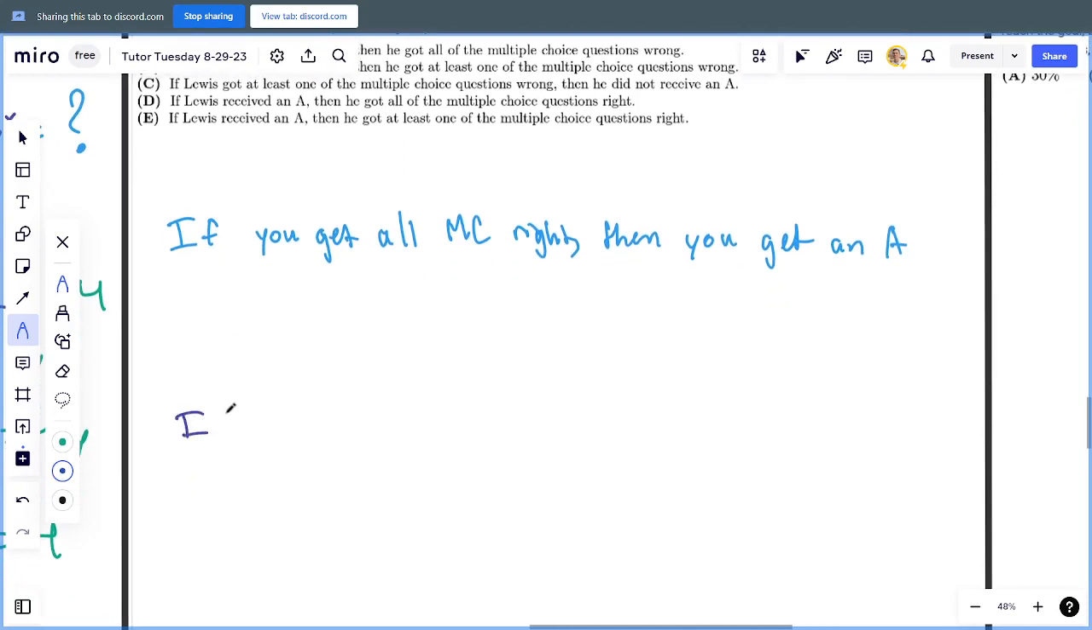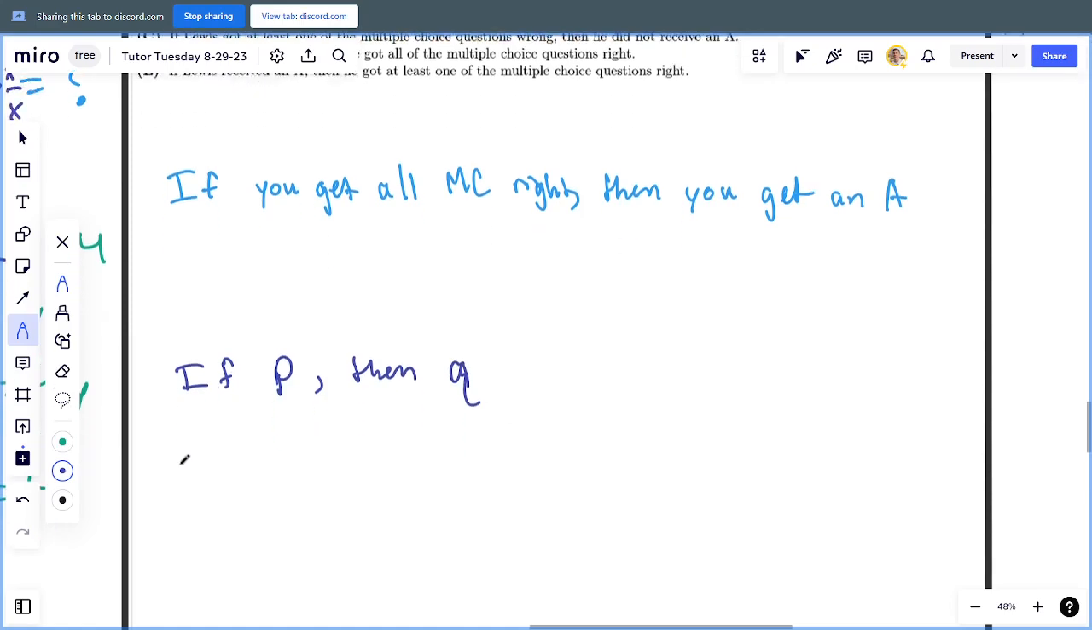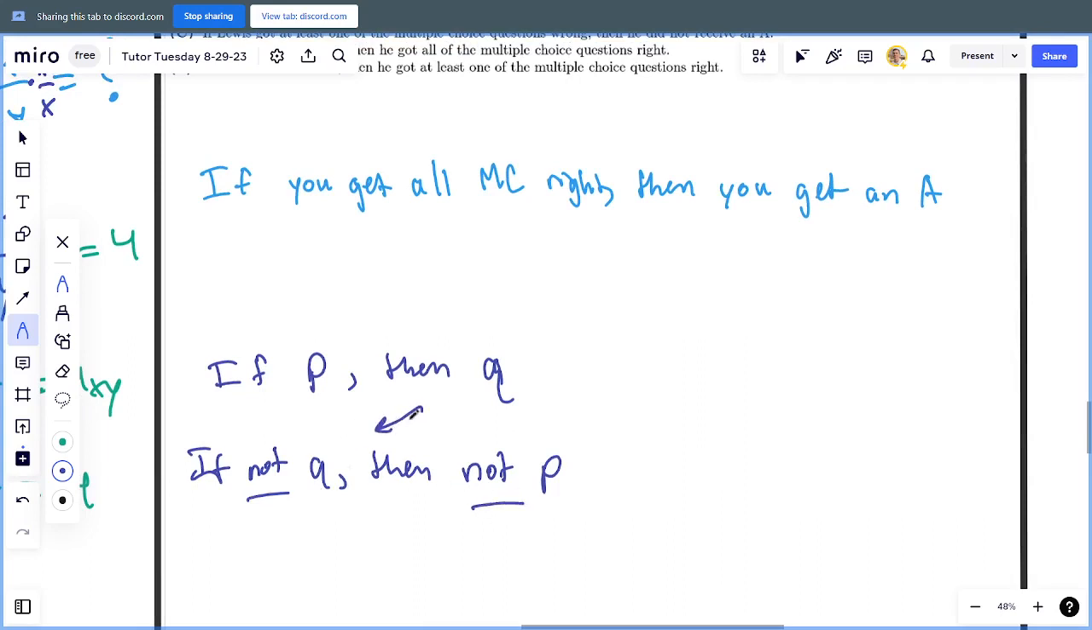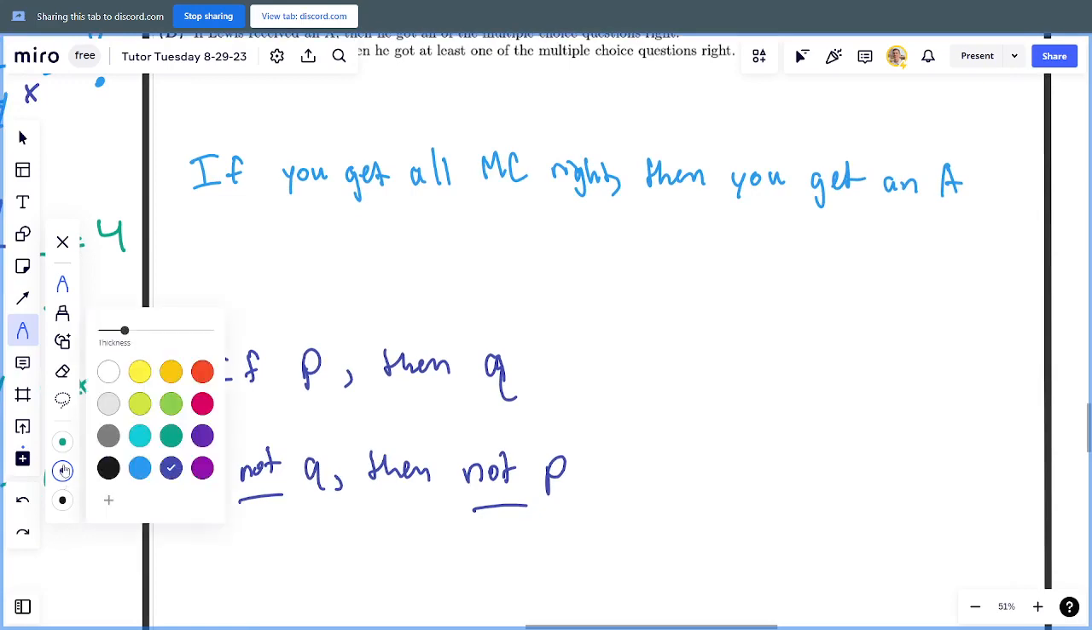What we can do is say, if we have statements P and Q, if P implies Q, or if P then Q, we could flip that and say, if not Q, then not P. That's what the contrapositive is. You kind of flip these around. Let me do it in a different color. That'll make it more clear.